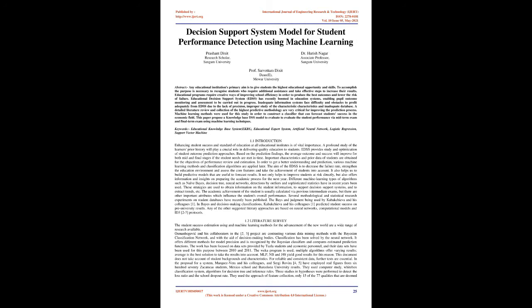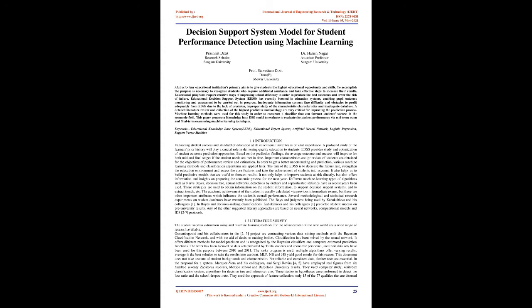Different machine learning algorithms such as naive Bayes, decision tree, neural networks, outlier detection and sophisticated statistics have in recent years been used. These strategies are used to obtain information on the student information, to support decision support systems, and to extract trends, etc. The academic achievement of the student is usually calculated via previous intermediate exams, but there are other important attributes which influence the student's overall performance.